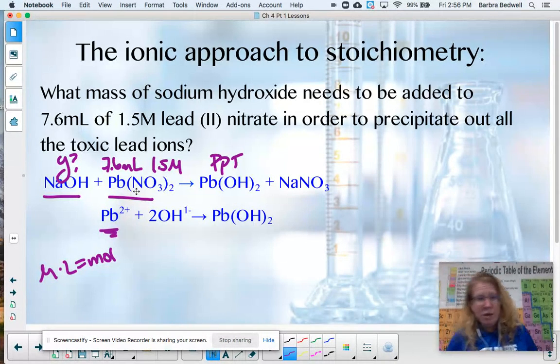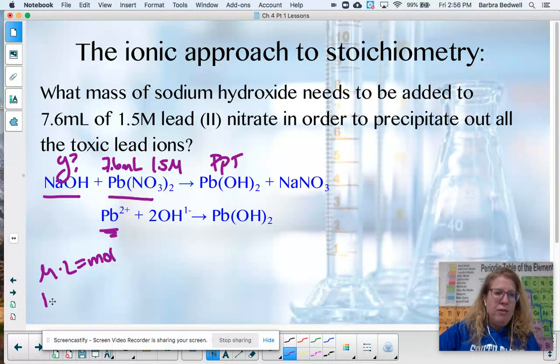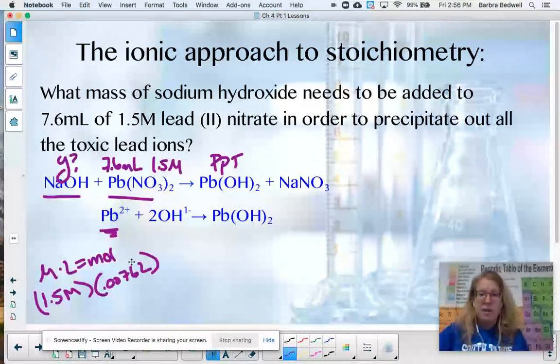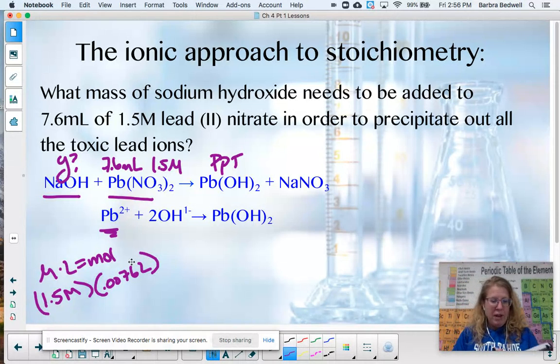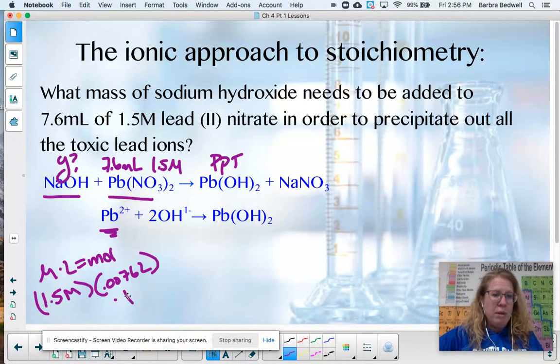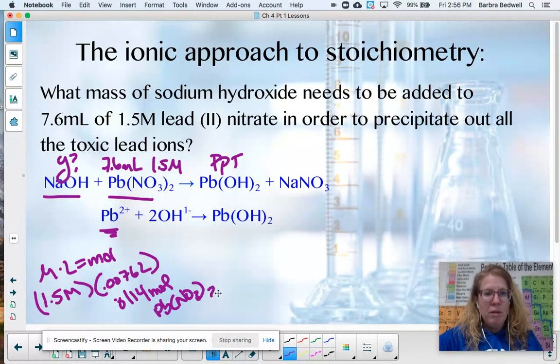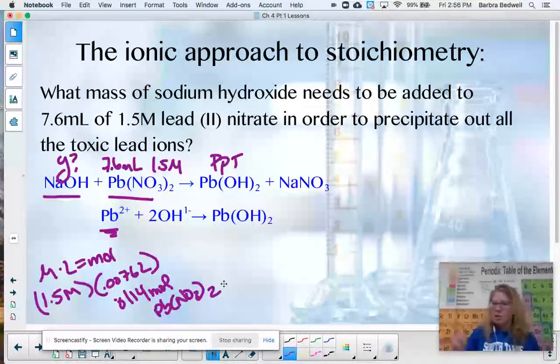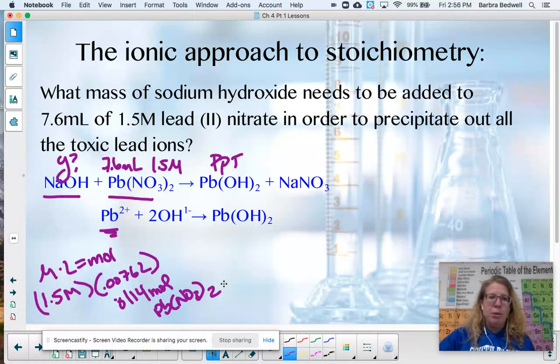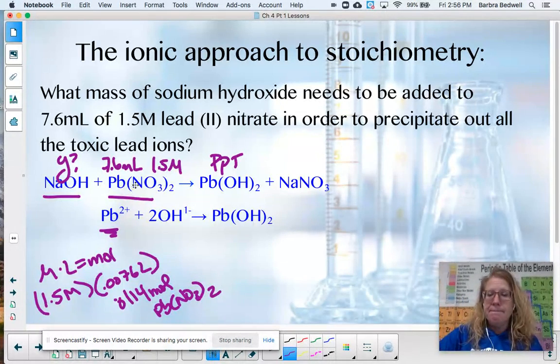So for my lead nitrate, it is 1.5 molar, times 3 decimal places, 0.0076 liters. So 1.5 times 0.0076 tells me that I have 0.0114 moles of Pb(NO3)2. That's what that means. Again, I just used molarity. I converted from molarity to moles. So that tells me how many moles of lead nitrate I have.